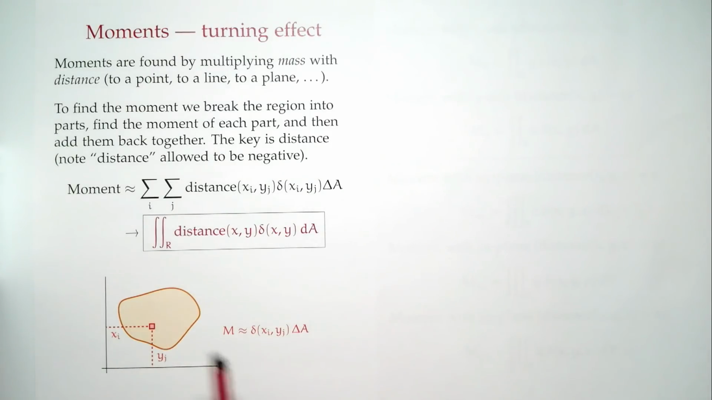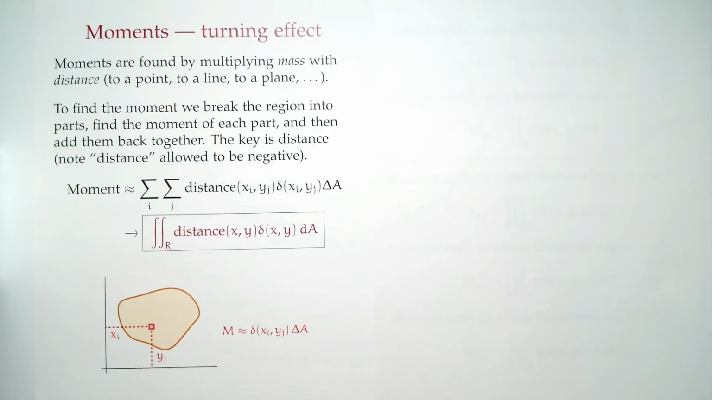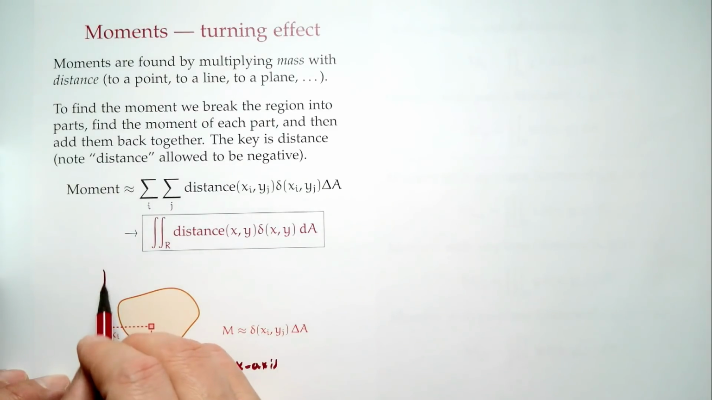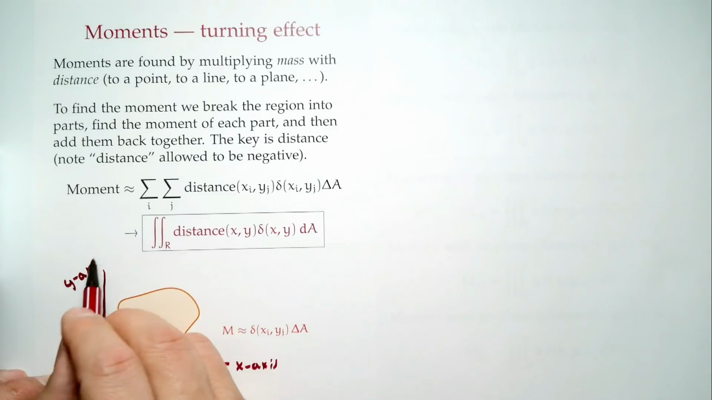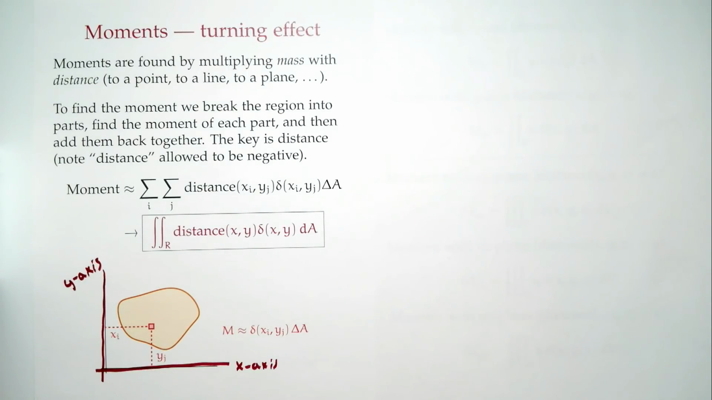I've drawn here a 2-dimensional region, and I have a shape. So here's my blob shape. And I want to talk about the moment. Well, I have a piece. So here's my little piece, and I can talk about the mass of that piece. That's the density times delta A. But now, what moments could I have? Well, in 2 dimensions, the moments we typically talk about are with respect to the axes. So I have the x-axis, and I have the y-axis. And so I can ask, what's the moment with respect to the x-axis, and what's the moment with respect to the y-axis?